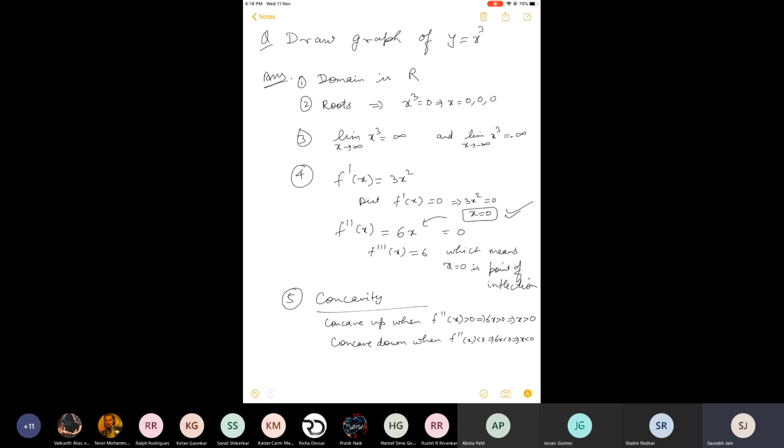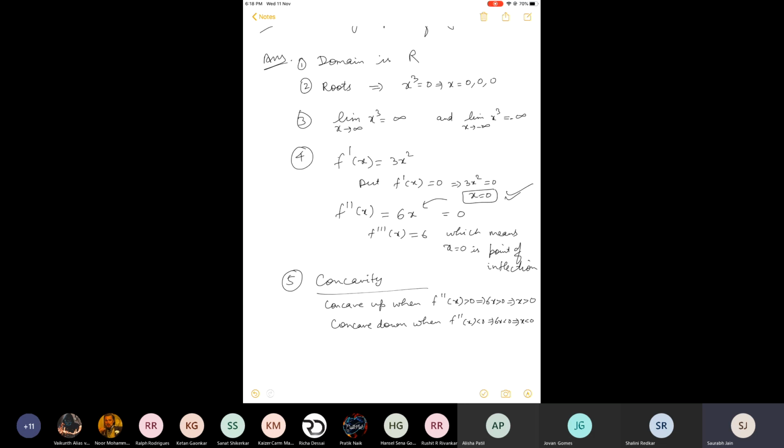So now you are getting the picture of the graph. What is happening? Where it is concave down, where it is concave up, where it will cut the x axis, what will be its roots, how will it behave at plus infinity and minus infinity. All these are giving you the picture of the graph.